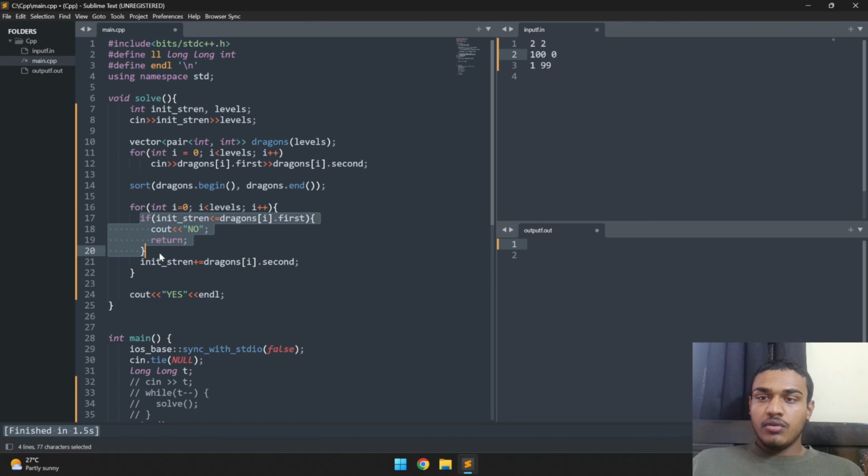If this is not true, then our hero's initial strength gets an added bonus of that particular dragon, which is represented by dragons of i dot second. So this loop runs n times, which is the number of levels. If this successfully runs, that means we get a yes, and we can go ahead and successfully say the player gets to live another day.